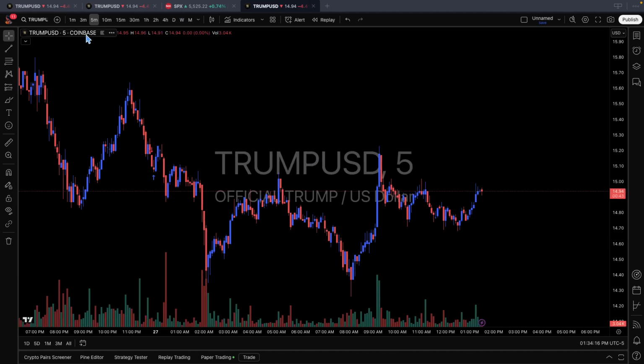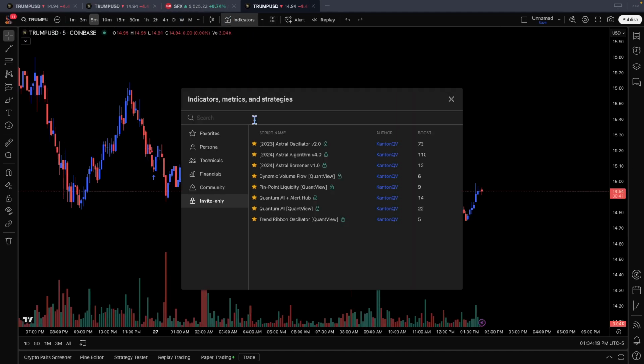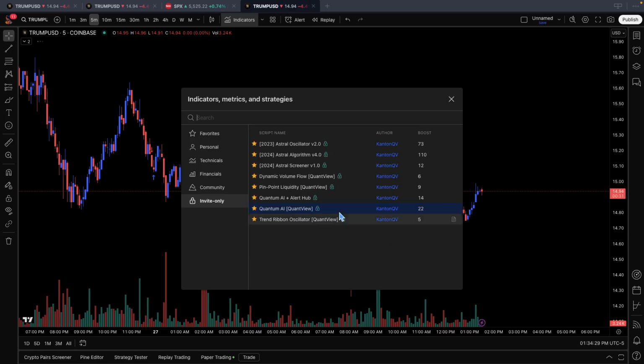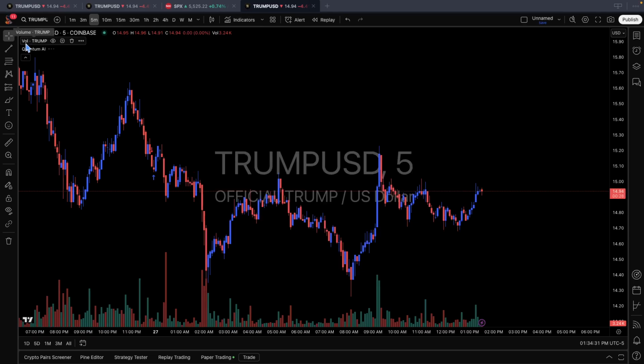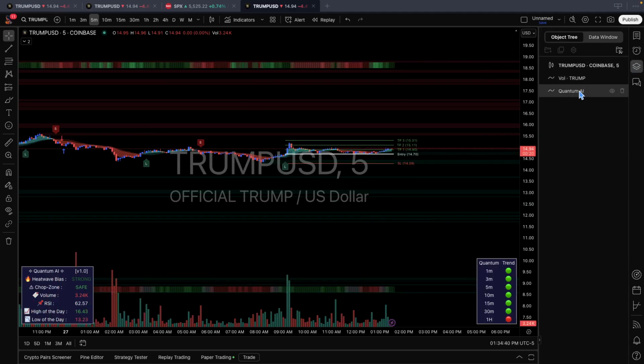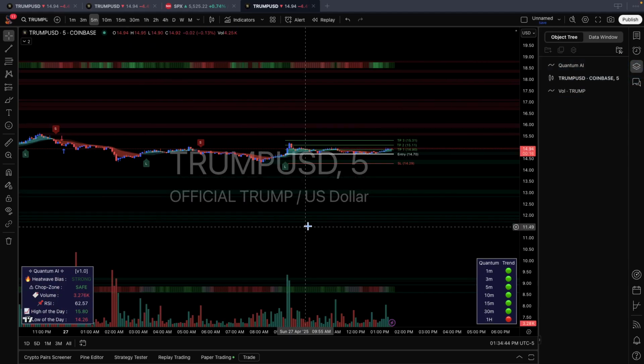Okay, so back to what I was saying. So indicators, this one right here is the one you want to use. Okay, it's going to ask you to put in I agree, hit apply, and look, it's going to start. Remember these are all their defaults. So what I do is I come to the object tree and I'm going to put Quant AI on top. So yeah. All right, cool.